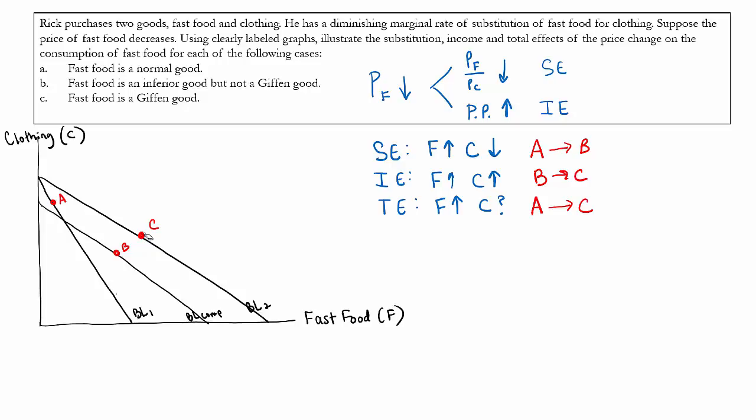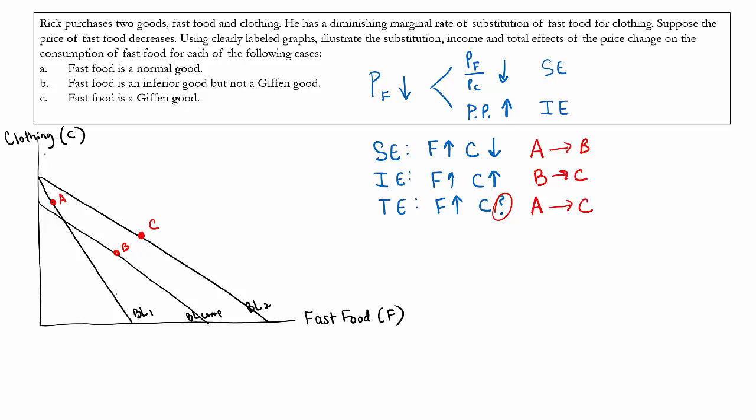Lastly, the total effect from A to C should show food going up, which in fact it does. And on my graph, I have clothing going down, which we knew was a possibility. The final step is to add indifference curves. All three of these bundles are chosen bundles and so points of tangency.